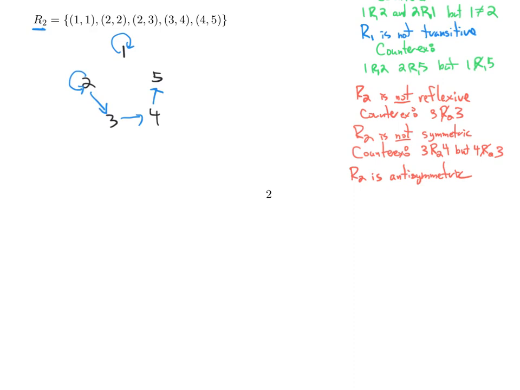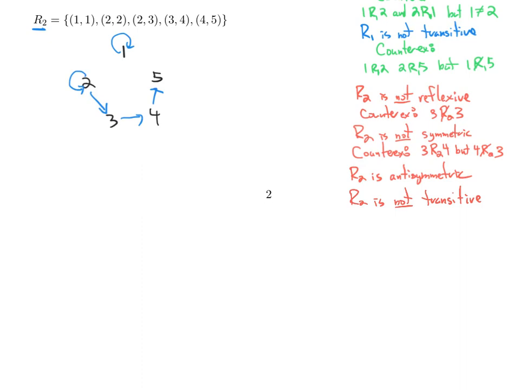Anytime that you have something related to something and the reverse relation, the only time that applies is when both elements are the same. So that's great. It is anti-symmetric. And is it transitive? It is not. R2 is not transitive.